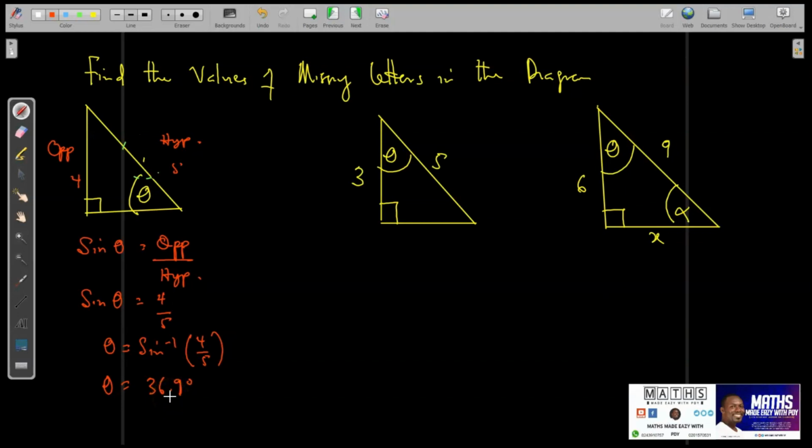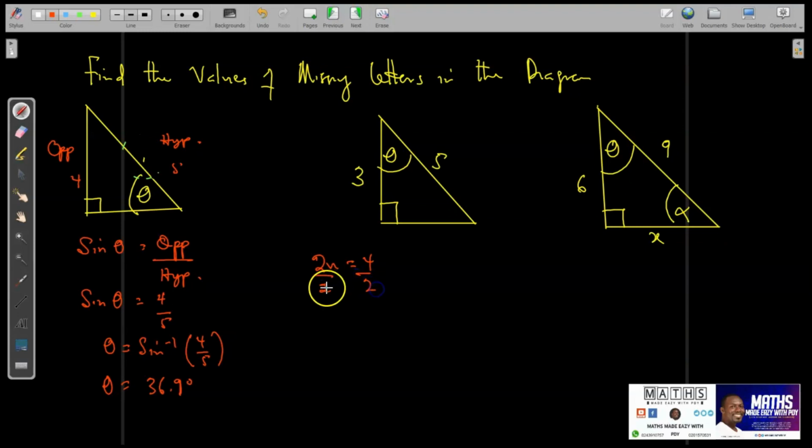Sir, please can you go over again the part where we change sine theta to sine inverse? It's like a change of subject. If you have an operation like 2x equal to 4 and you want to find the value of x, what must you do? We divide both sides by 2.